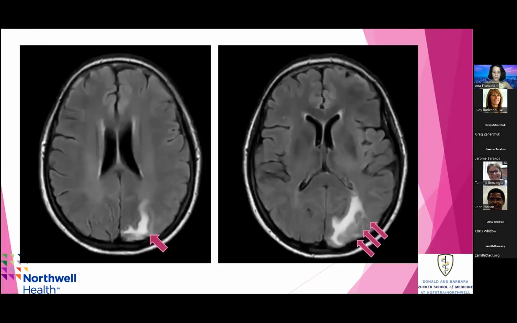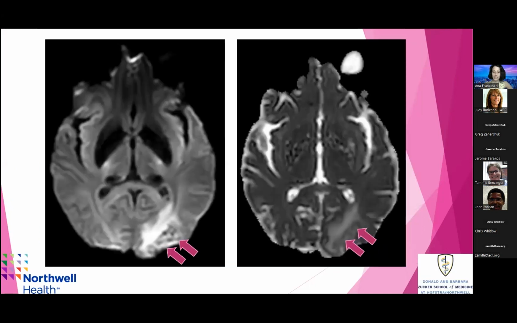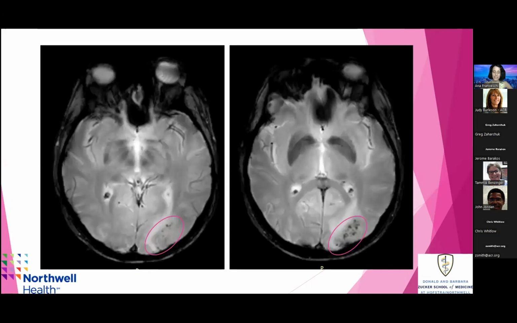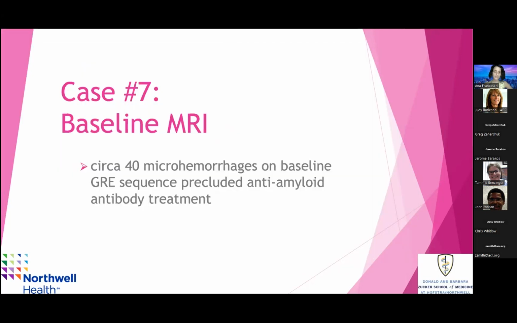So I'm just gonna scroll through the current scan, and you can see here the ARIA-E. You can see the corresponding ADC maps confirming that there was no cytotoxic edema. And then these are the numerous microhemorrhages that ended up developing in this same region.